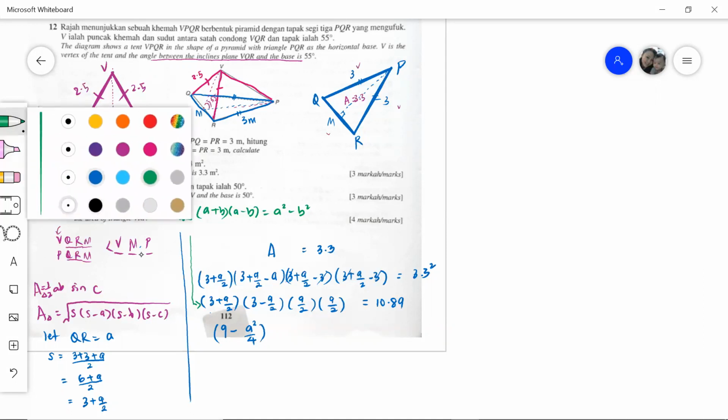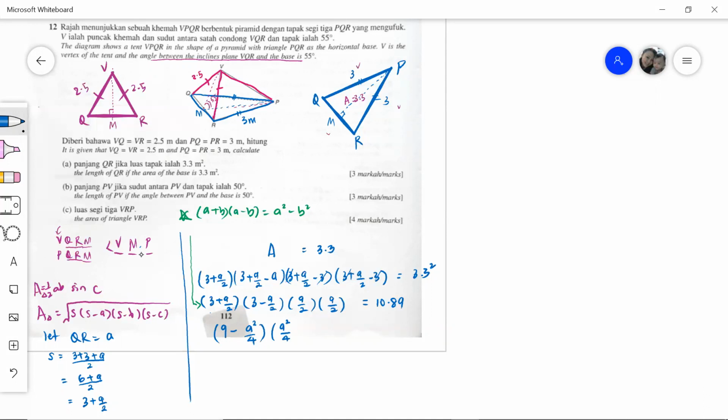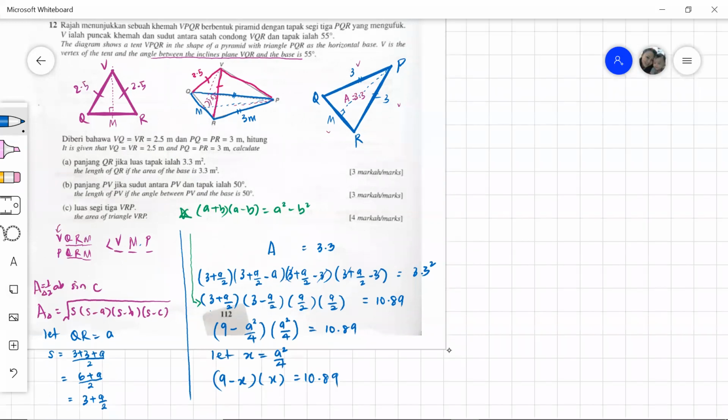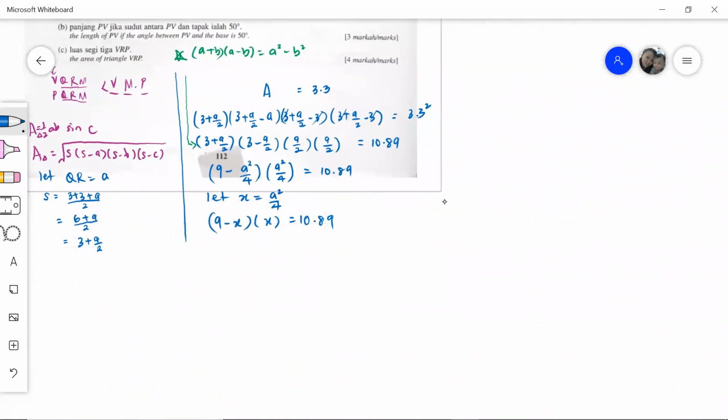Okay, let's continue. So half A times half A, we will have A squared over 4, which is equivalent to 10.89. Now, in order to make things look much simpler, I will just let X be A squared over 4. So with that, we will have 9 minus X, times X equals to 10.89. So when we expand, you will see the square. So we will have 9x minus x squared equals to 10.89, a quadratic equation.